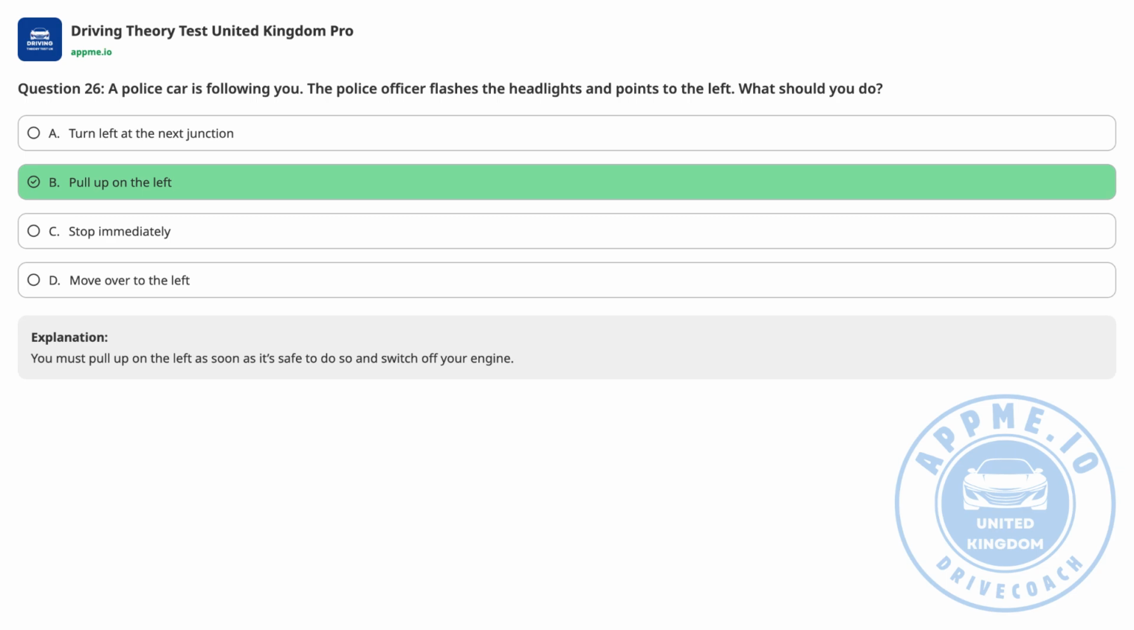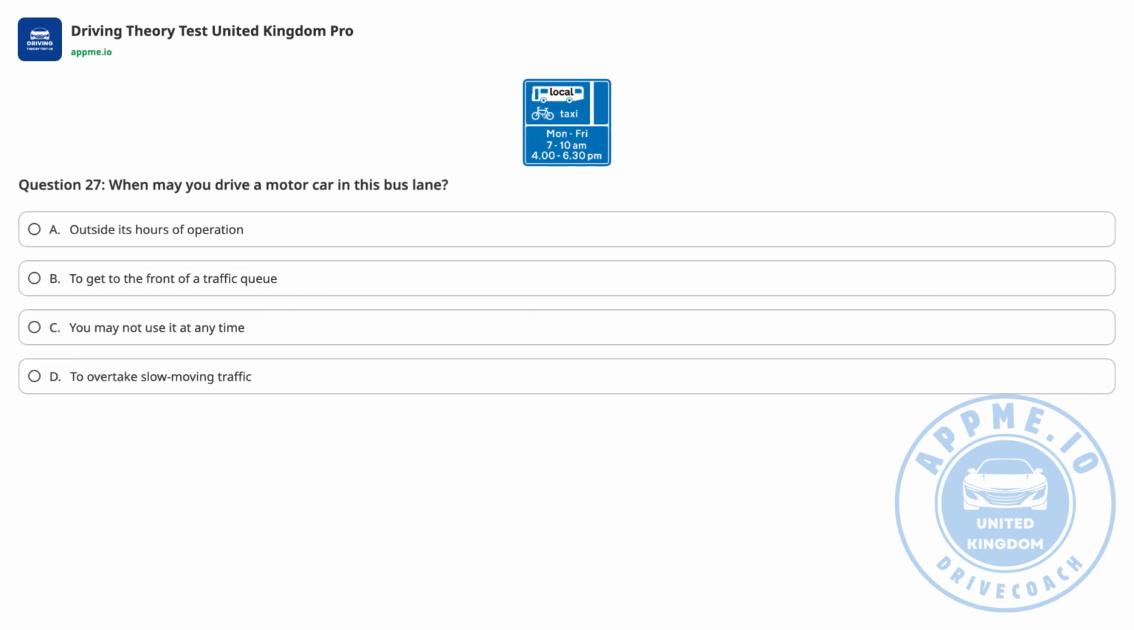The correct answer is B. Question 27. When may you drive a motorcar in this bus lane? A. Outside its hours of operation. B. To get to the front of a traffic queue. C. You may not use it at any time. D. To overtake slow-moving traffic.